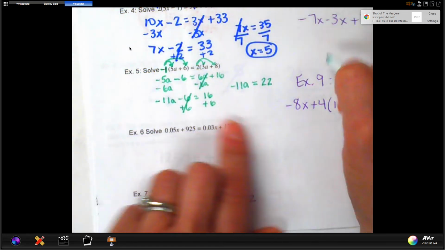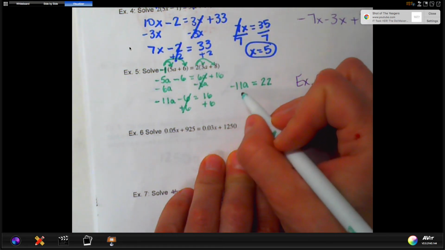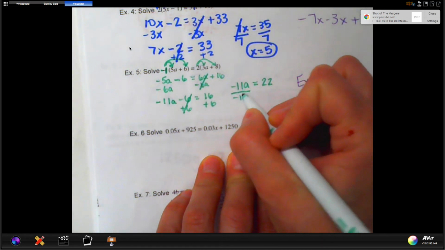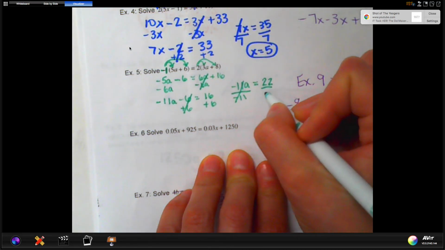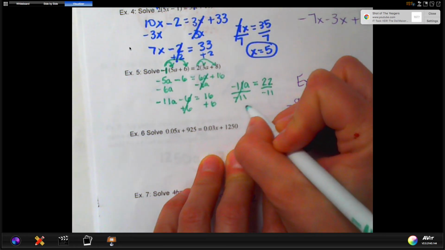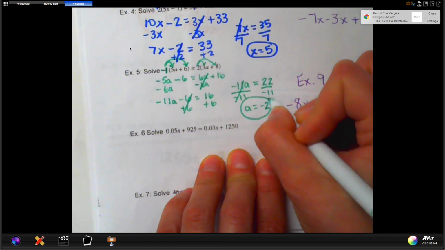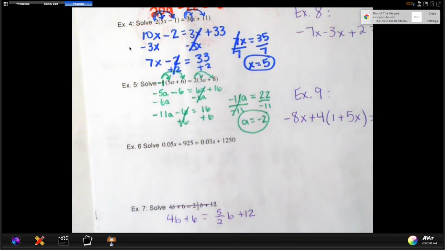And then finally, we have to undo this -11 times a. And so to undo that, we would divide by -11 and divide by -11. And our final answer is a equal -2. And that is our answer.